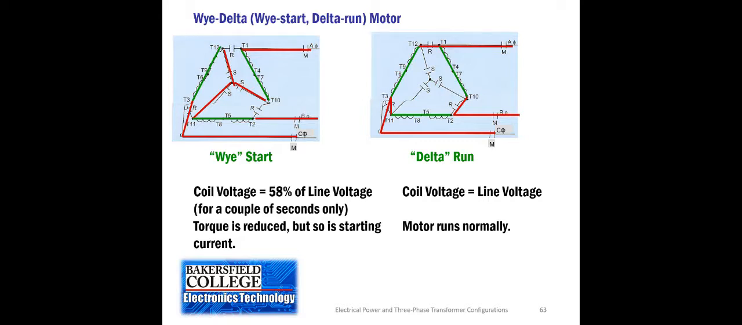We start with a Y configuration because the voltage across the phase is less than the line voltage. Once it's up to speed, the voltage across the coils is the same as the line voltage. So phase equals line. And coil voltage on these slides means phase voltage.